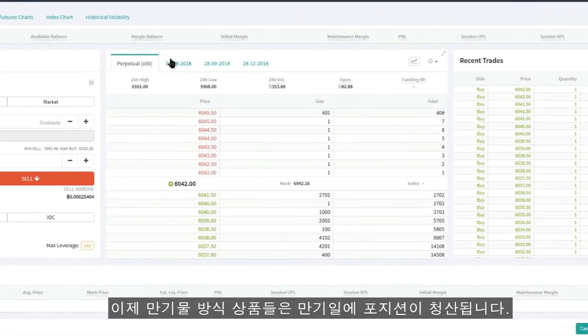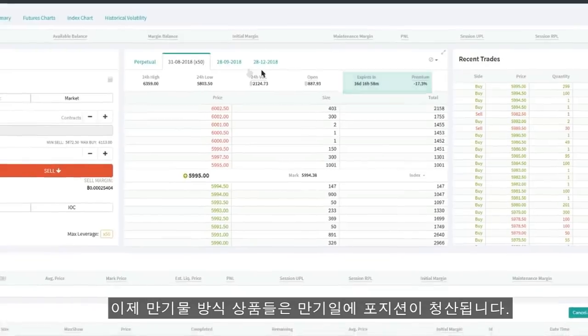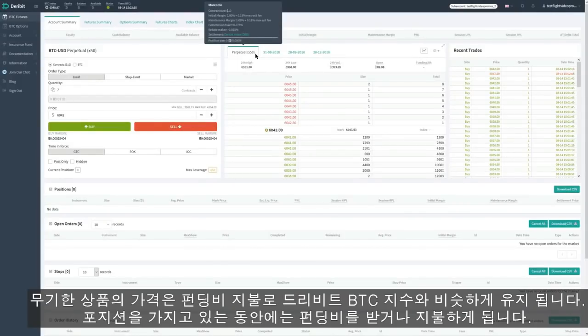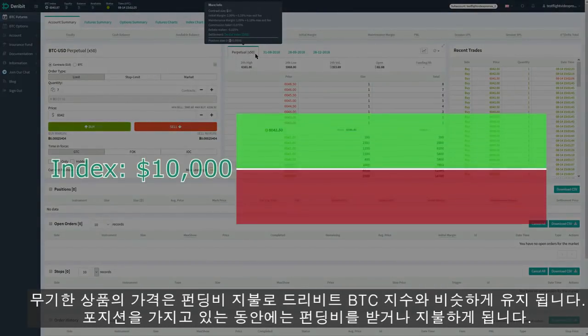Now, instead of a fixed expiration where your position will be closed when the contract expires and the trader must account for factors such as time premium, a perpetual contract could, in theory, be held forever. The price of the perpetual is kept close to the level of the Deribit Bitcoin index by funding payments that will either be paid by or to you while you hold a position open.